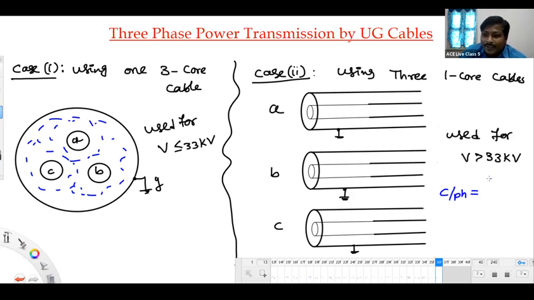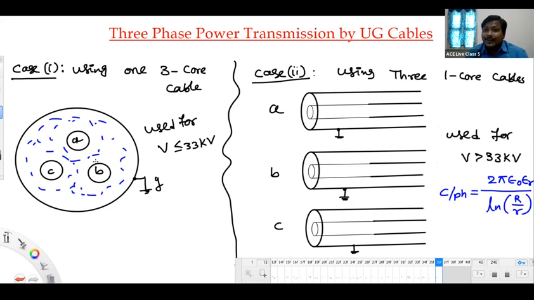Capacitance of any one of the single core cable will be 2 pi epsilon naught epsilon r by natural logarithm capital R by small r, in farad per meter. That is the capacitance per phase in case of 3 single core cables. But for this, we should know how to get the capacitance per phase.